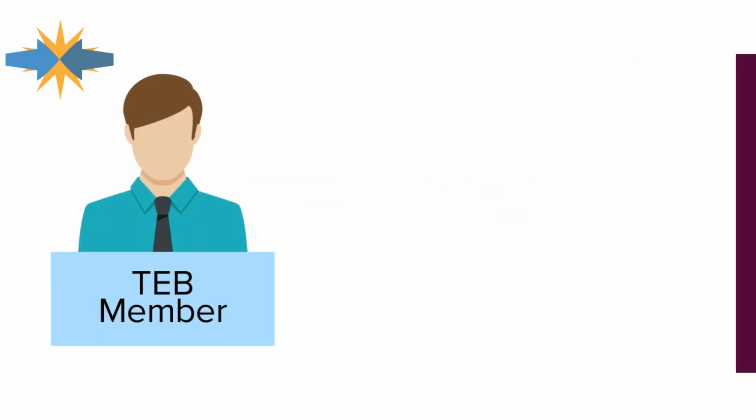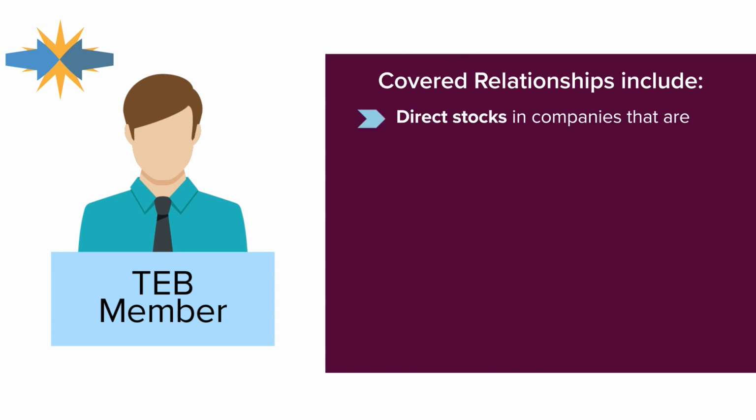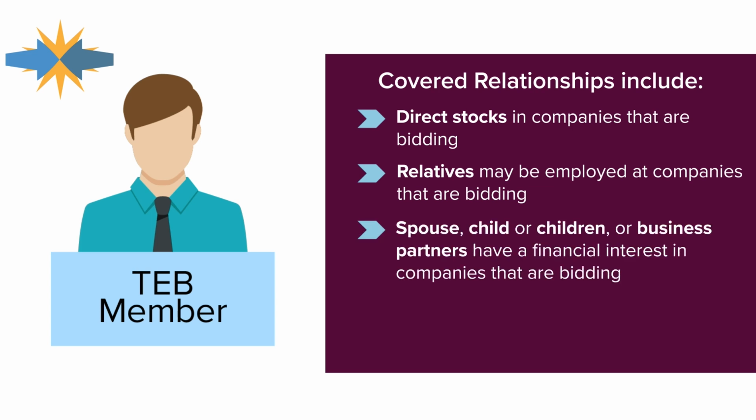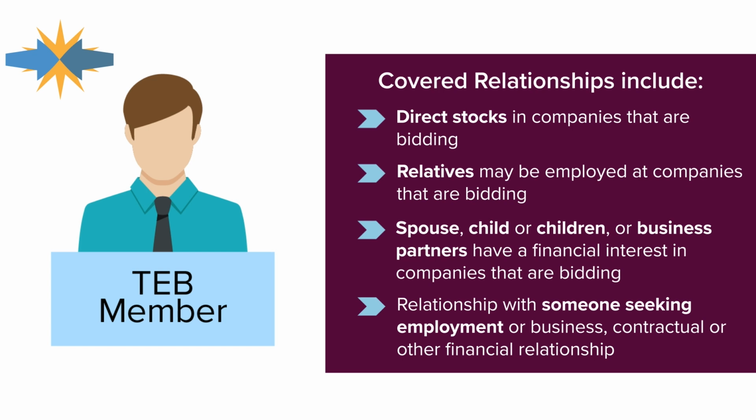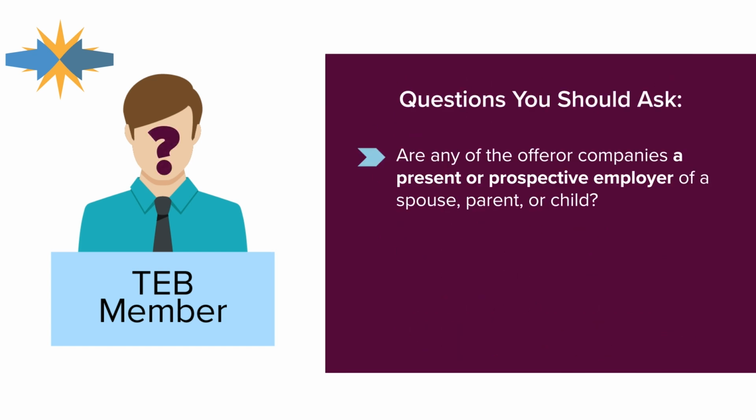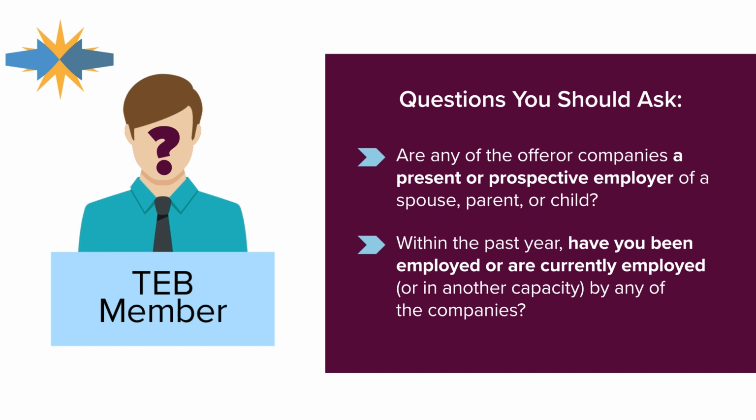Personal COI. You have a personal COI when you are in a covered relationship, which is defined as having direct stocks in companies that are bidding, relatives may be employed at companies that are bidding, spouse, child or children, or business partners have a financial interest in companies that are bidding, or relationship with someone seeking employment or business, contractual, or other financial relationship. Questions you should ask to determine if you have a covered relationship include: are any of the offeror companies a present or prospective employer of a spouse, parent, or child? Within the past year, have you been employed or are currently employed, or in another capacity, by any of the companies?